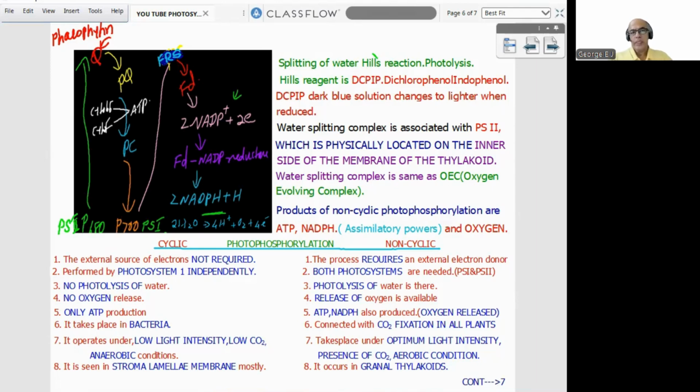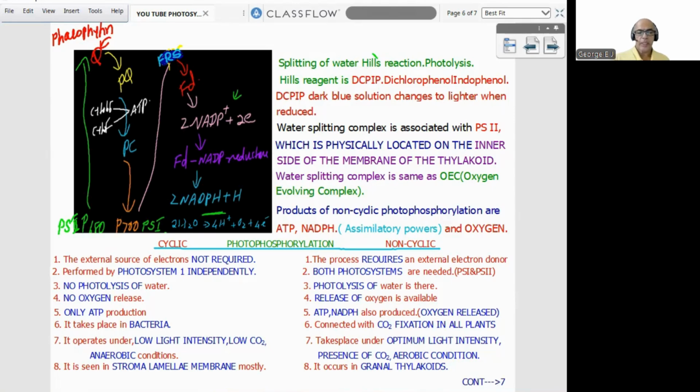Now comes a comparison or differences between cyclic photophosphorylation and non-cyclic photophosphorylation, like photosystem 1 and 2. Everything is written there. Many are there. Six, seven items have already come for exams in theory, and comparatively more important, that way I put it. Cyclic, external source of electron not required because the same electron will come back. On the other side, that process requires an external source of electron, a donor. Now, cyclic is performed by photosystem 1 independently. Non-cyclic, both the photosystems are needed, PS1 and PS2.